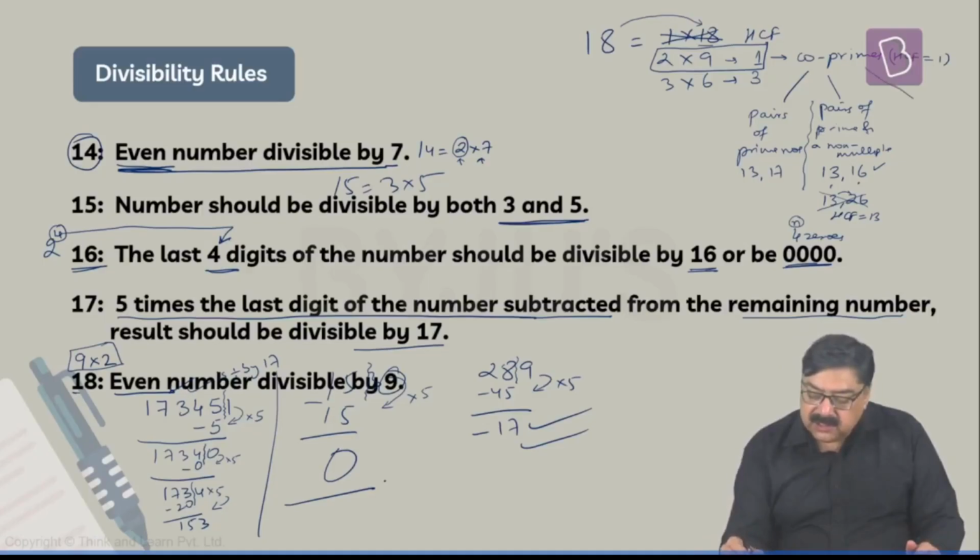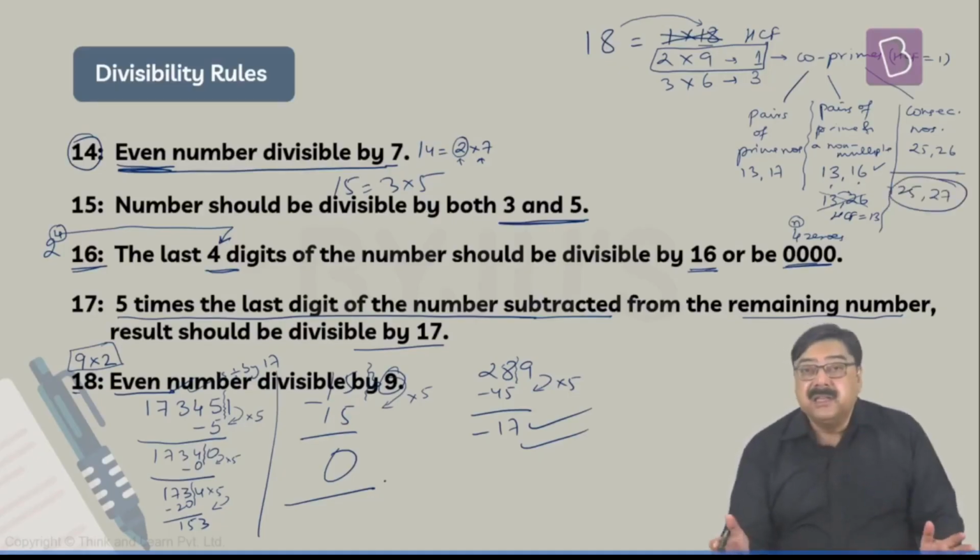Now also know this, that pairs of consecutive numbers, see 25 and 26. And apart from that, any two composite numbers like 25 and 27, even these are co-primes because their HCF is 1.